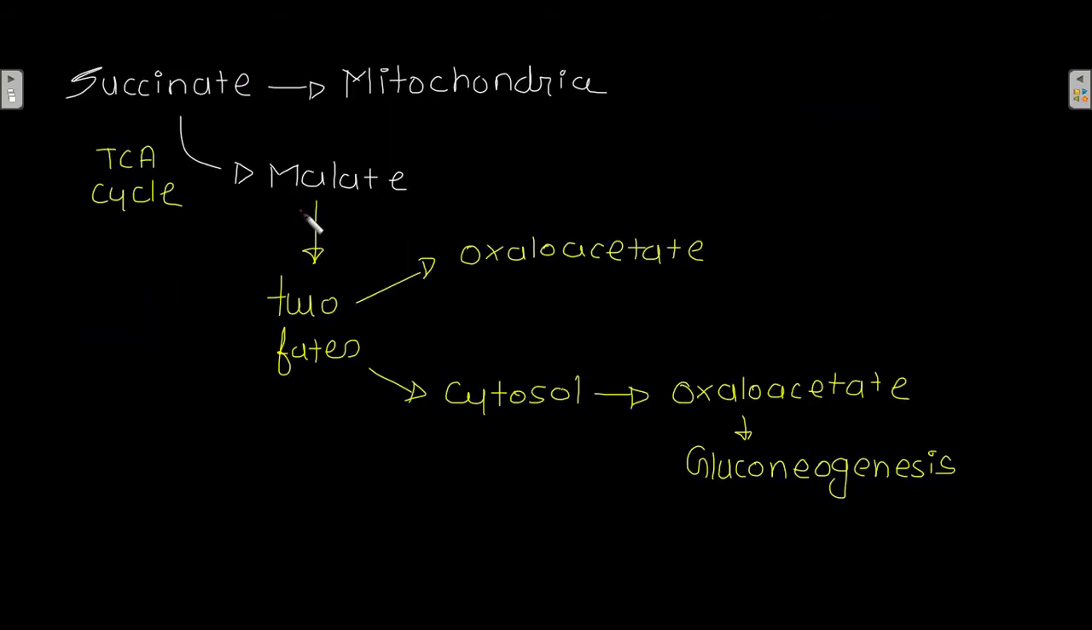And the malate which is produced from succinate has two fates. Okay, either it is converted into oxaloacetate in the mitochondria, or the malate is transported into the cytosol, and in this cytosol the malate is converted into oxaloacetate, which is then used for gluconeogenesis.